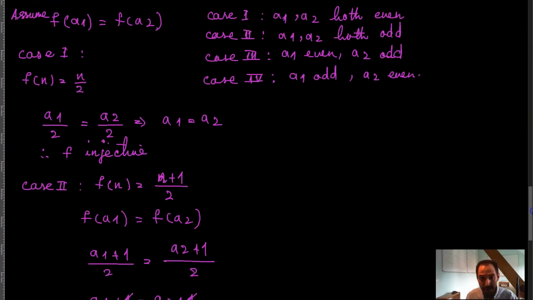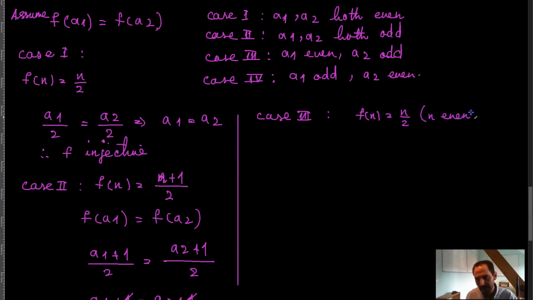Now case 3, which is basically a1 is even, a2 is odd. For the even part, we said that f of n is equal to n divided by 2 for n even, and for the odd part, we said that f of n is equal to n plus 1 divided by 2 for n odd.